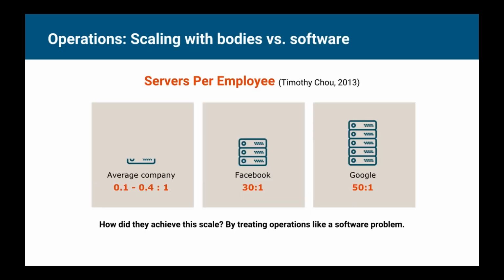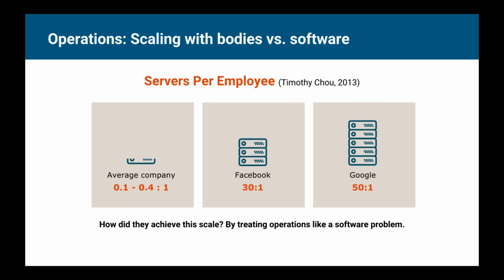And historically, another area that has had a similar issue has been data center operations and infrastructure operations. And there was a similar problem where they initially were scaling with bodies versus scaling with software. A relatively recent study of the number of servers per employee across companies found that while the average company had roughly 0.1 or 0.4 servers per employee, Facebook and Google had way more. Facebook having 30 to 1, Google having 50 to 1. And that's a significant increase in scale.